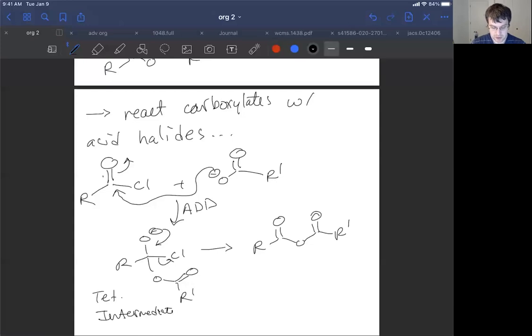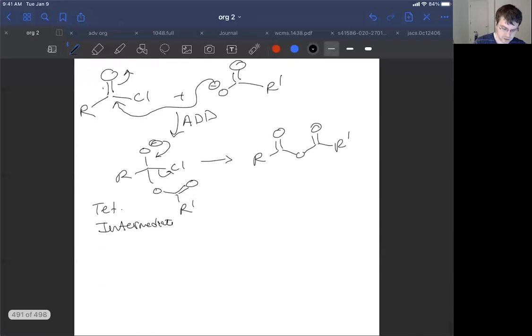Okay, so here we have the carboxylate reacting with an acid chloride. That gives us our mixed anhydride in a very controlled manner. Okay, we're not going to have to worry about too much scrambling here.